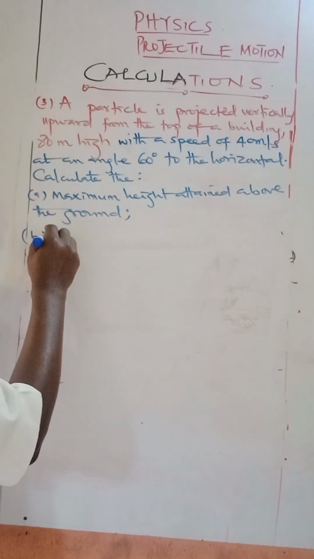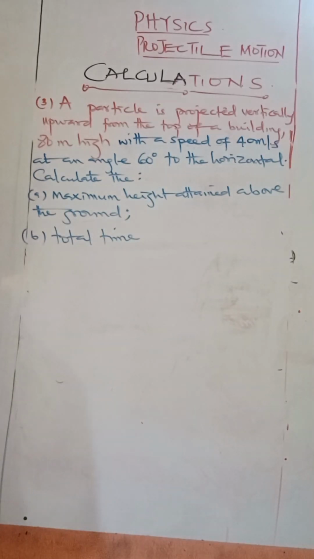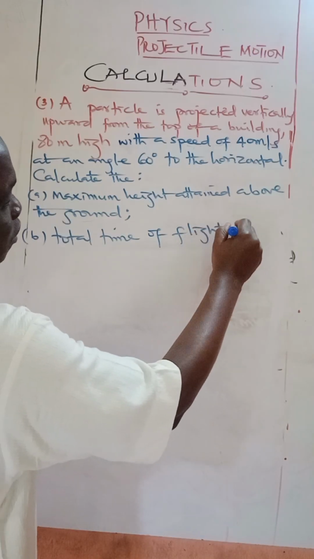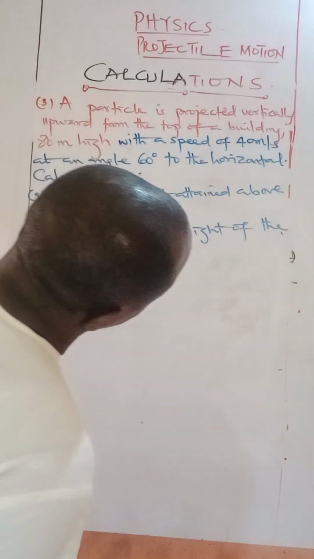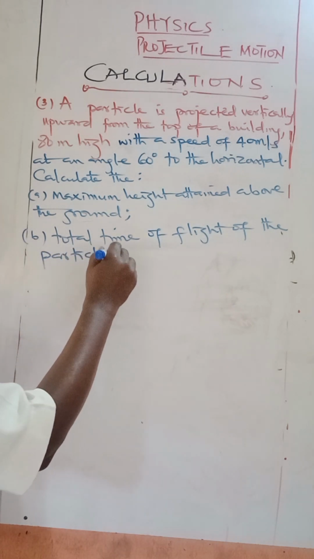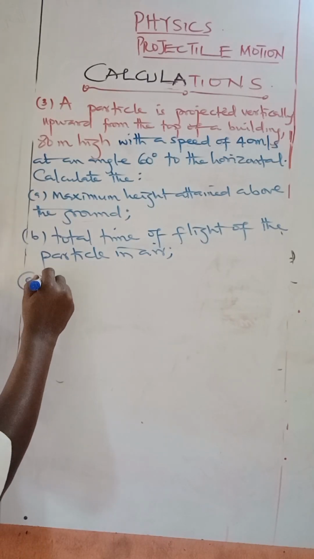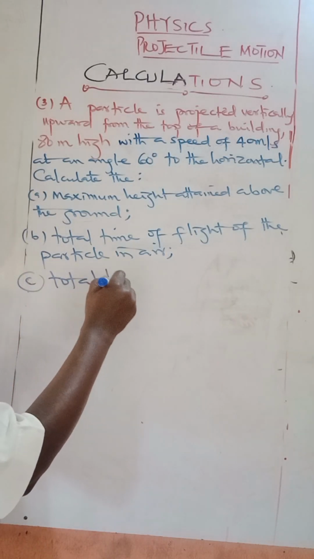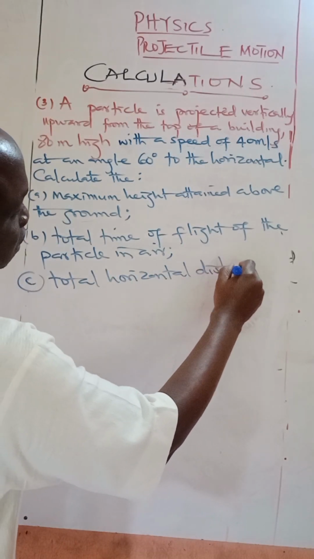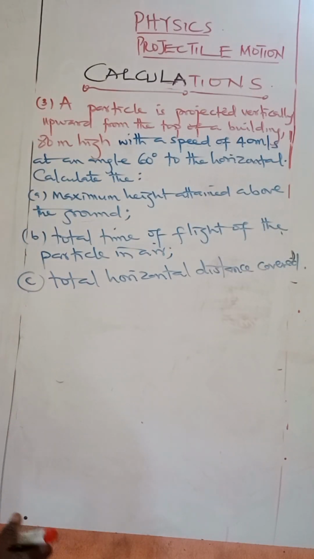B: Calculate the total time of flight of the particle in air. C: And the total horizontal distance covered. So this is the question.